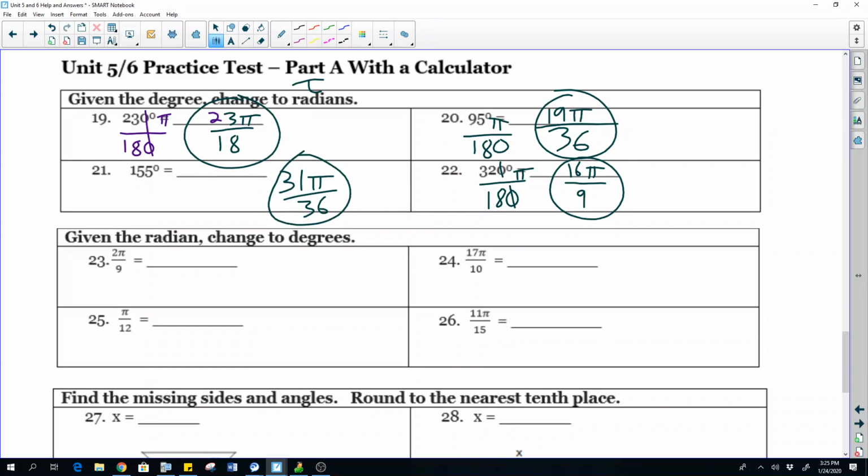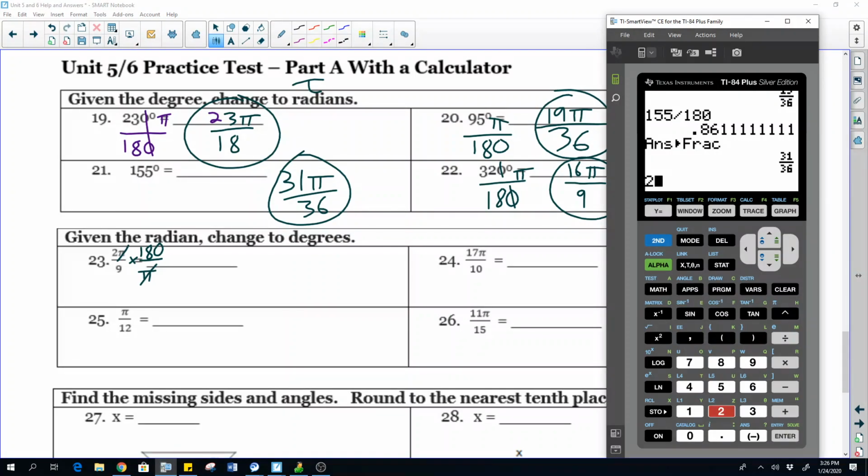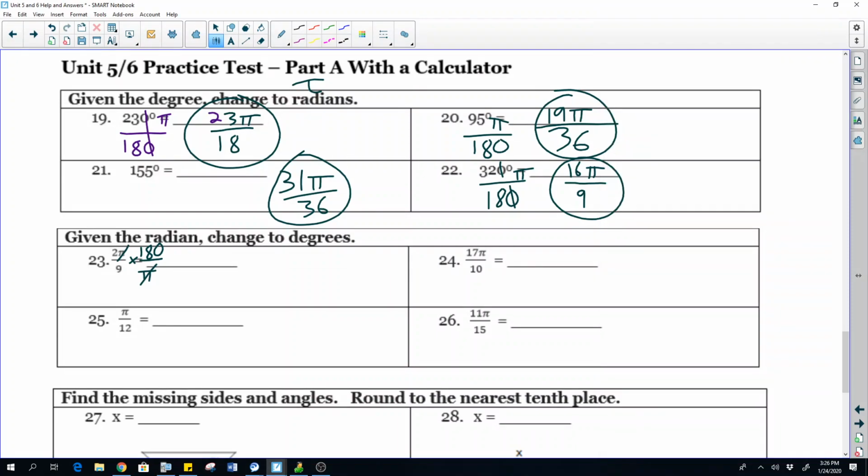Okay, given the radian, change it back to degrees. So just as easy. Instead of timesing it by pi and dividing by 180, we want to get rid of our pi. So we're going to divide by pi to get rid of it. And if you divide by pi, you have to times by 180. So that's the opposite. And how you know you did it right is the pi's cancel out. Nice. So now we're going to do 2 times 180 and divide it by 9. So we get 40 degrees with our pi's gone.